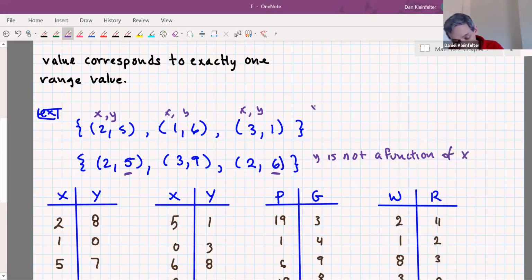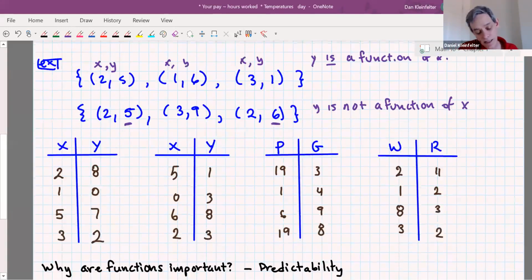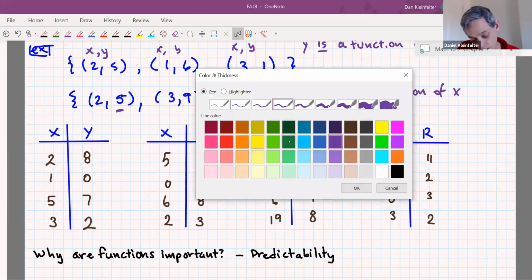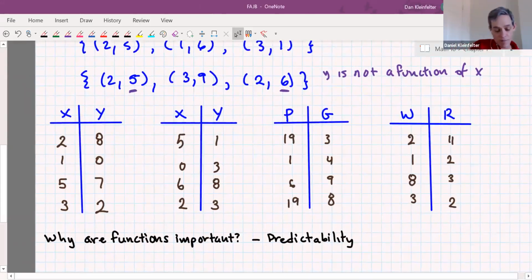Whereas in the first example, y is a function of x, because in the first case, given an x value, the y is uniquely determined. In the next set, the relations are given in the form of a table. So we want to just decide, is y a function of x?